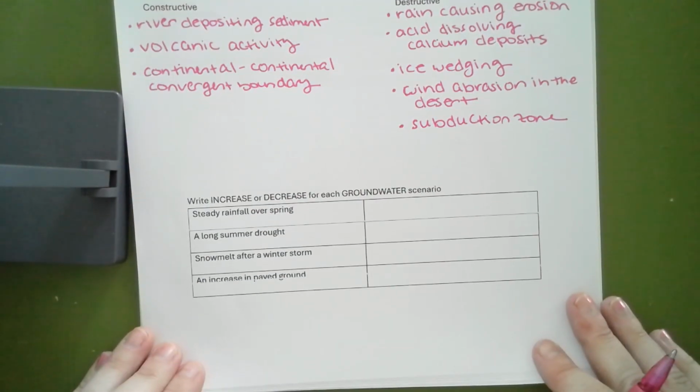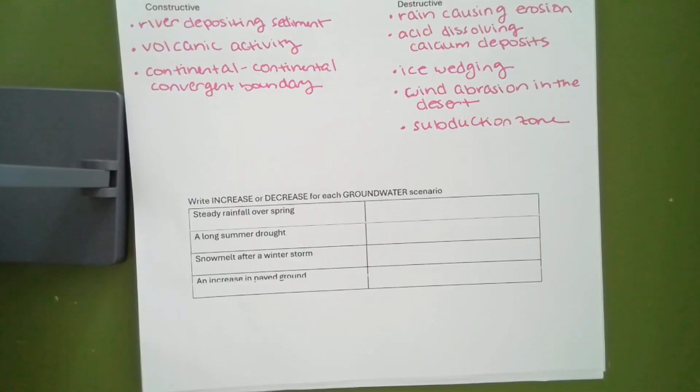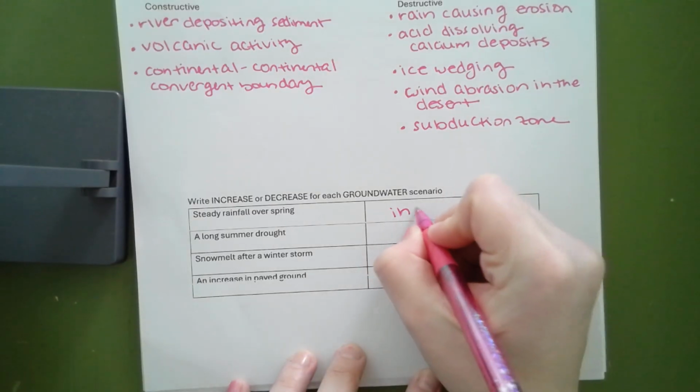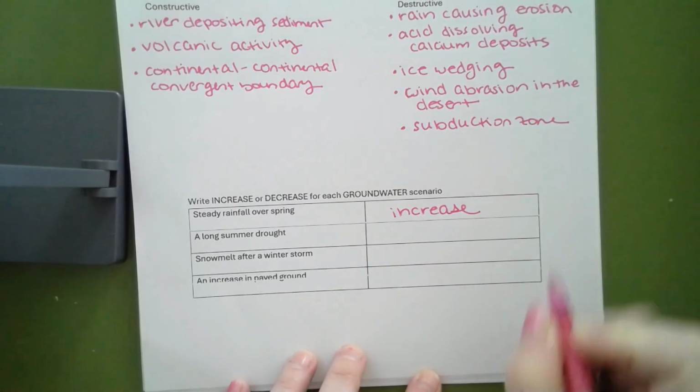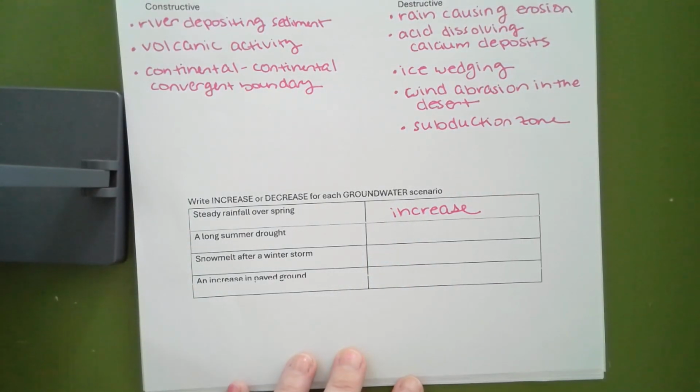All right. Write increase or decrease for each of the groundwater scenarios. Steady rainfall over spring. Is that going to increase or decrease groundwater? Increase. Where's groundwater at? Underground. That's the key word here, right? What about a drought? Decrease.